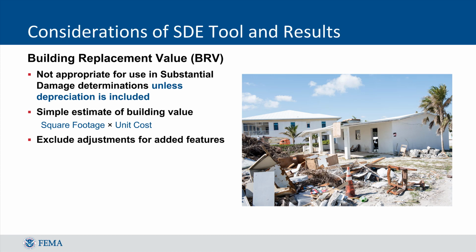Building Replacement Value, or BRV, is not appropriate for use in substantial damage determinations unless depreciation is included. Building value can be calculated by multiplying the unit cost by the number of square feet. However, it does not include adjustments for add-ons such as enclosed porches and garages.